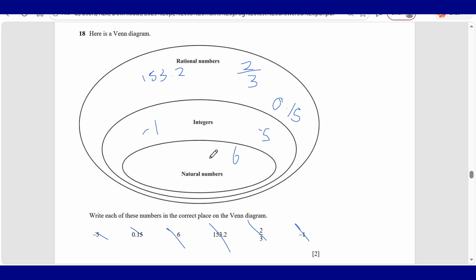Now the balance is 153.2 and 2/3. This has 1 decimal place, this is a fraction, and 0.15 has 2 decimal places. So these are not integers, so we put them in rational numbers. Rational numbers are numbers that you can express as a fraction or terminating decimal, like 2 decimal places, 1 decimal place. Alright, that's rational numbers.